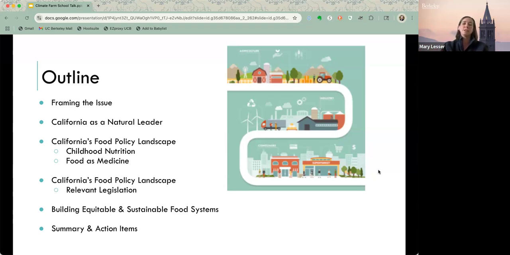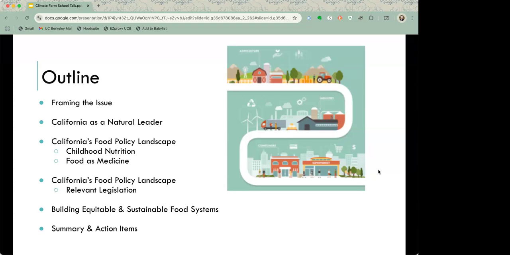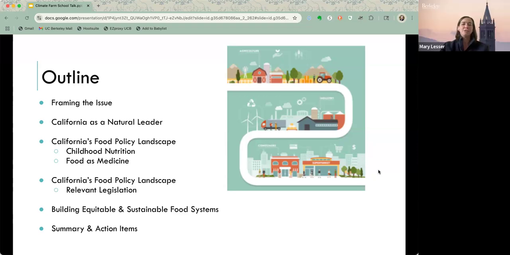There's a lot to cover in food and nutrition policy in general, and then also taking a look at the California food and nutrition policy landscape. So I tried to narrow down as best as I can to focus on some childhood nutrition initiatives as well as food as medicine initiatives. Just know that there are many more out there, but I tried my best to focus on those.